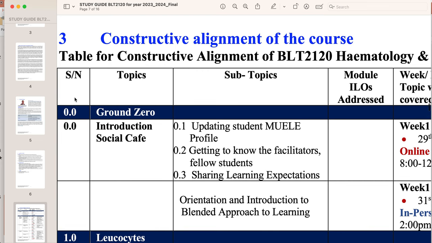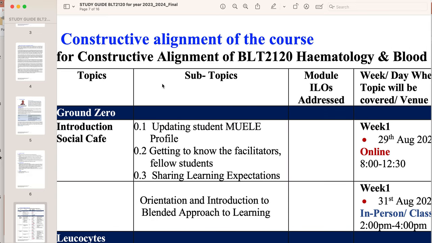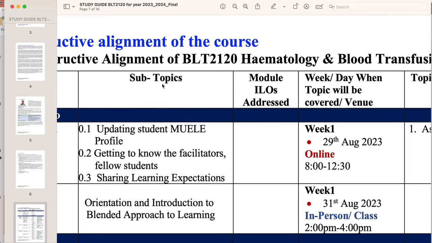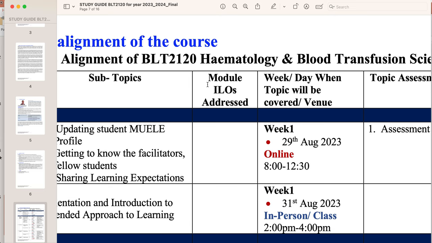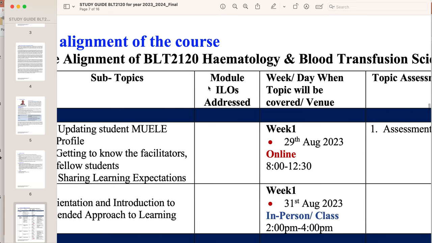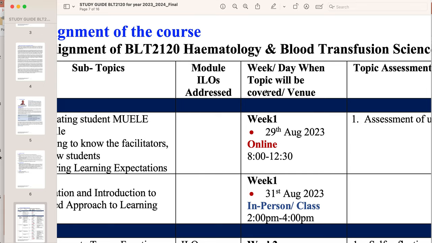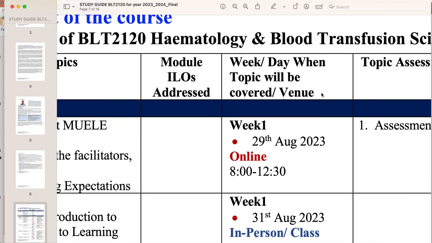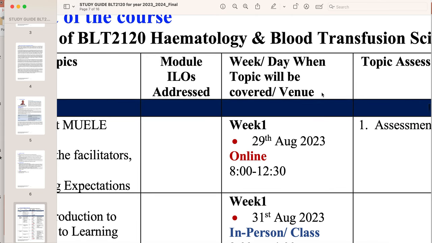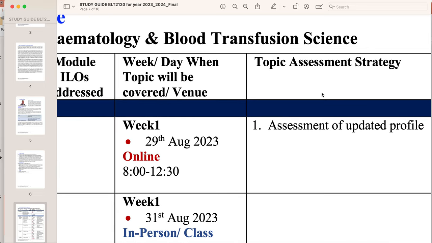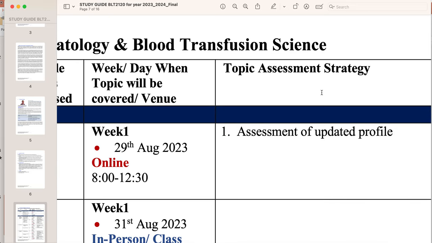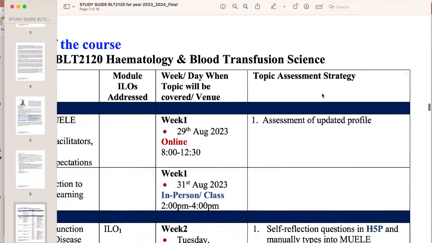So we've got the topics, serial numbers for the topics. I put subtopics, but you may not want to do this. We have the course-wide intended learning outcomes that are addressed by the topics we have put here, the day when the topic will be covered, or the week when the topic will be covered, and the venue and the time. And we have gone ahead to also give the students the assessment strategy that we are going to use.